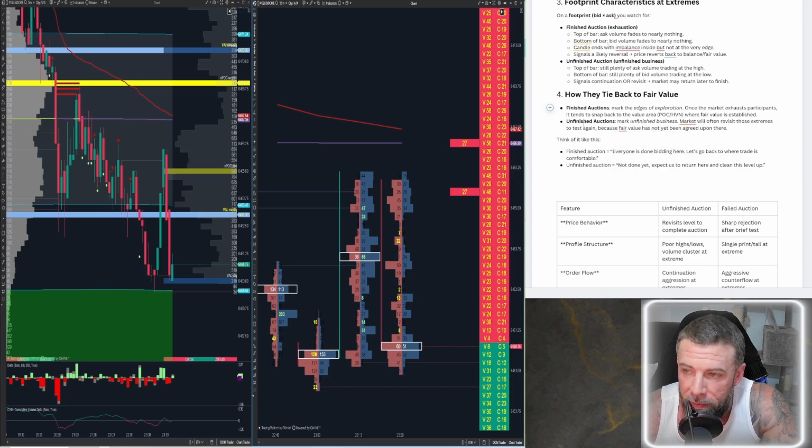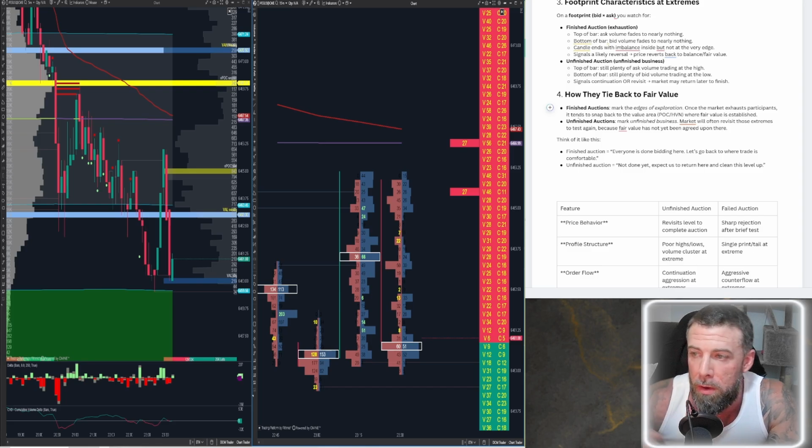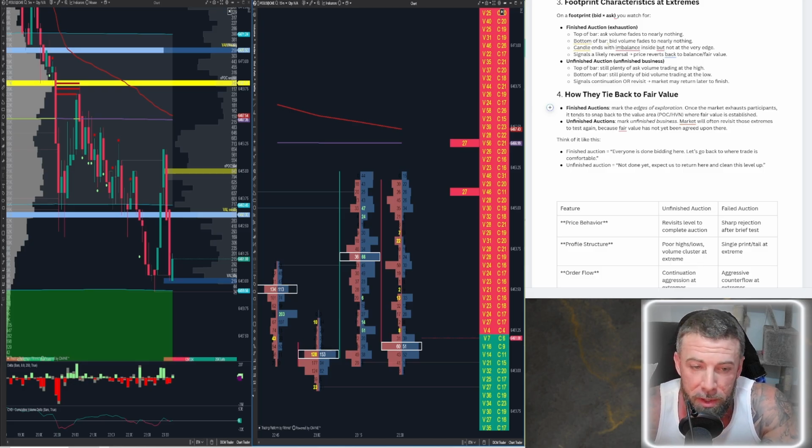And with the unfinished auctions, that's unfinished business. So the market will often revisit these extremes and test them again because the fair value has not been established yet and it's not been agreed upon, right? Because it's lopsided. It's not an agreed upon area where the volume is equal on the bid and the ask.